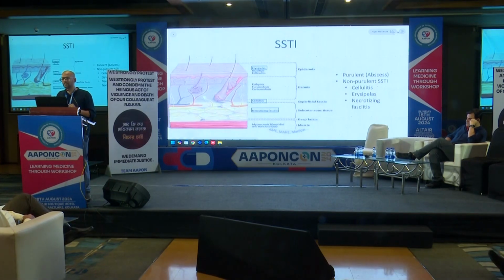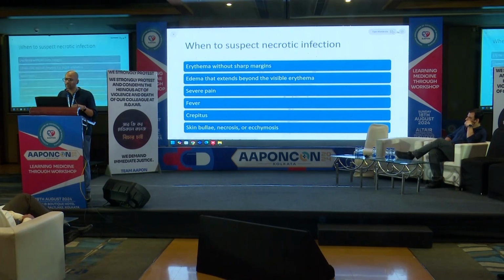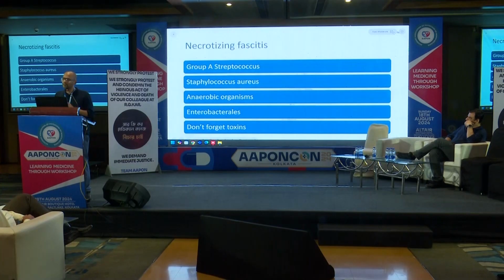When it involves the fascia, it is actually an acute emergency. One, your surgeons have to be involved, and second, you have to start with the right antimicrobial therapy. Basically, in my case, I have put all scenarios that will suggest that this is a necrotic soft tissue infection. Now, the two main causative organisms are group A Streptococcus and Staphylococcus aureus.